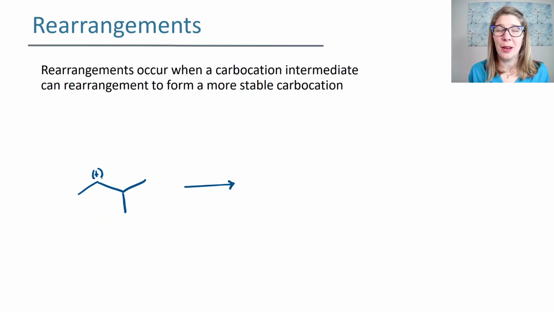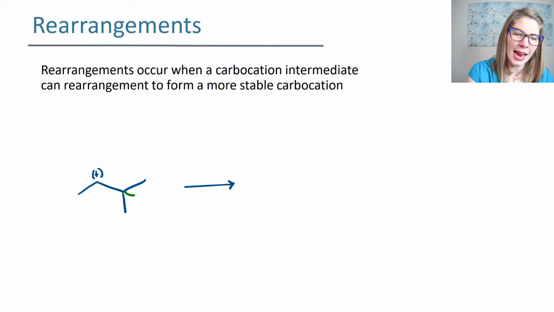Here's our last type of arrow pushing pattern, and it's called rearrangements. Rearrangements happen with carbocations. When we have a carbocation intermediate, carbocations can often rearrange to form a more stable carbocation. And I'm going to show you one, and then we're going to talk a little bit about stability, and then we'll go back to some more examples.